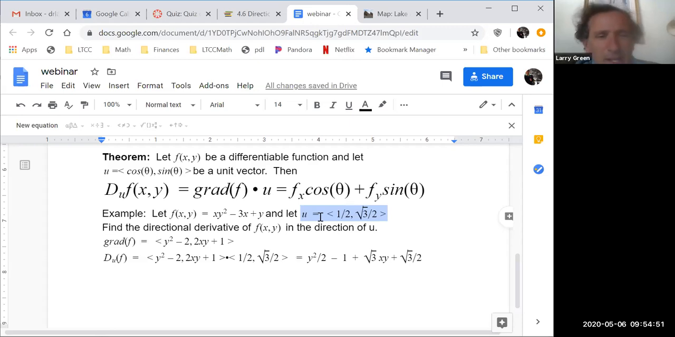Okay, so there's a couple little details that might come up from time to time. And there's your directional derivative. Okay, very important, by the way. This comes up in a big way. Any questions on this?